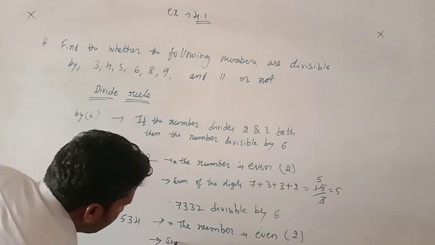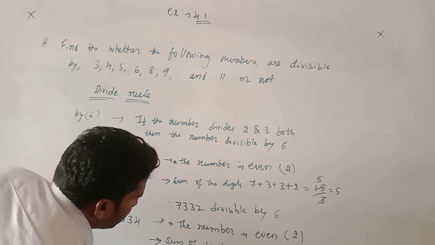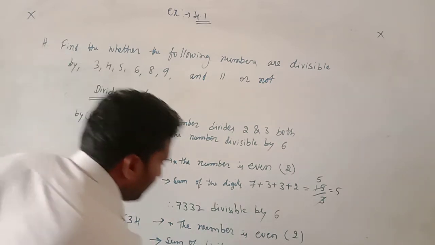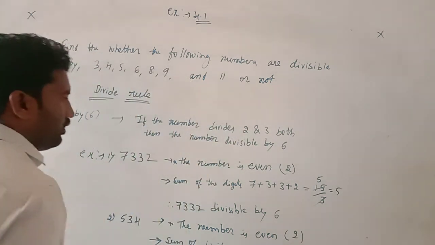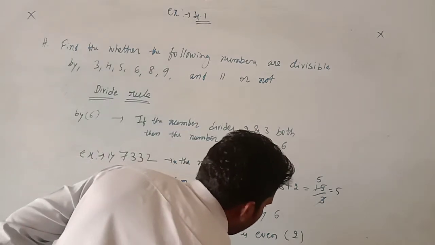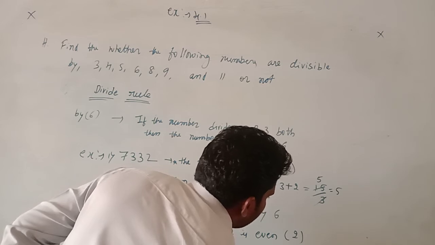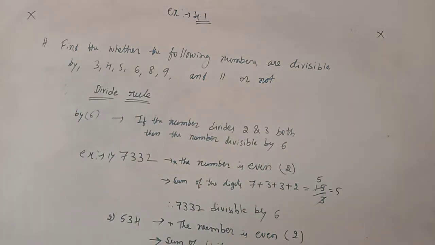Sum of digits. So what is the sum of the digits? See here, 5 plus 3 plus 4. What is the sum? 5 plus 3 is 8. 8 plus 4 is 12. 3 ones are 3, 3 fours are 12. It is getting 12. So it means 534 is divisible by 2 and 3 both.